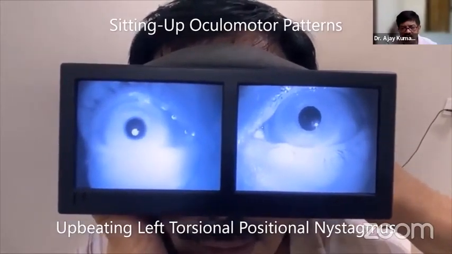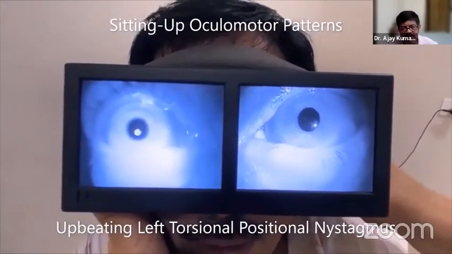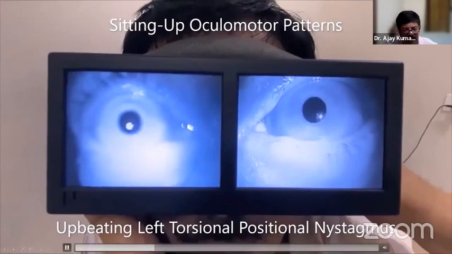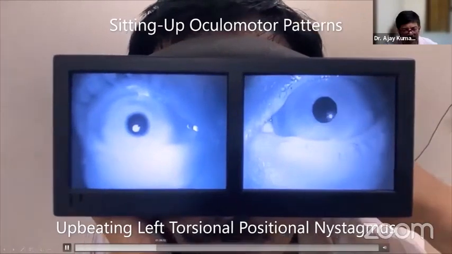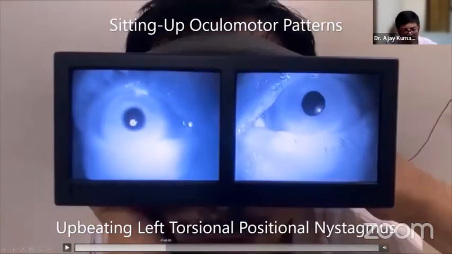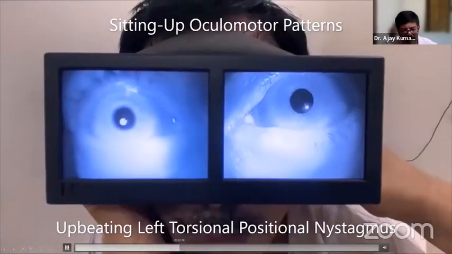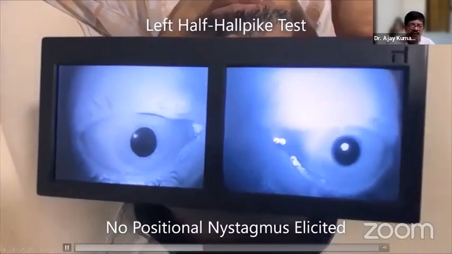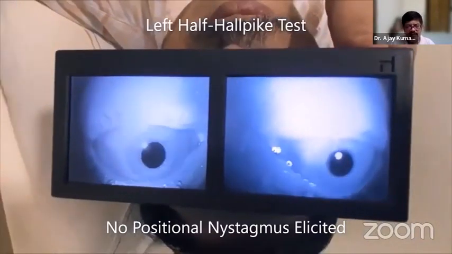So I wanted to know whether it is a short arm posterior semicircular canalolithiasis of the left side. So I did a half-Hallpike test also, just in that case, I might see something. The left half-Hallpike test did not elicit any nystagmus.